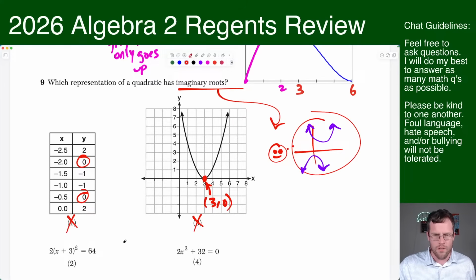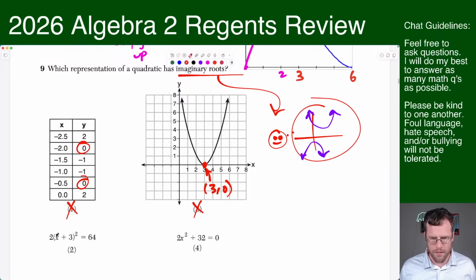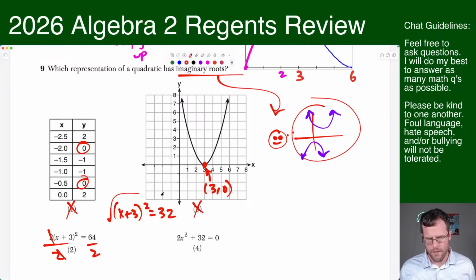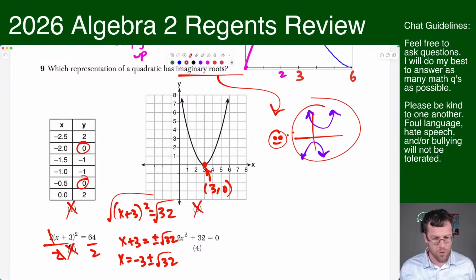Now it's down to these two, but this one, 2 times (x plus 3) squared equals 64. If I start to solve this, I divide both sides by 2, I get (x plus 3) squared equals 32. And I take the square root of both sides. I get x plus 3. Be careful, don't say square root of 32. Say plus or minus square root of 32. And then x would equal subtract 3. So even if I use the calculator, you'll see you'll have 2 roots here. Choice 2, we want imaginary. So choice 2 is no good because we want imaginary roots, and this will have 2 real roots. So right away it has to be choice 4.